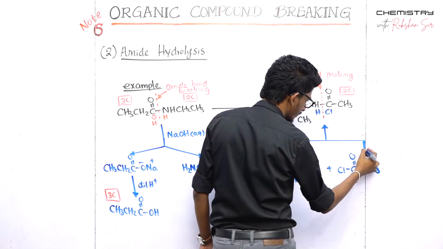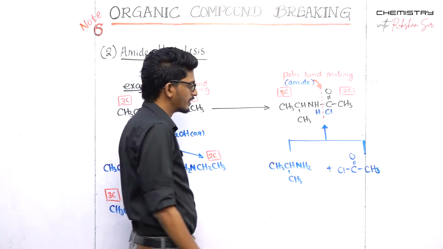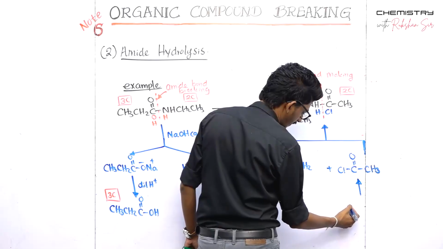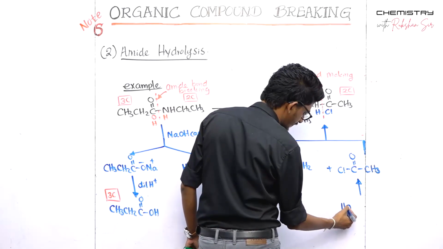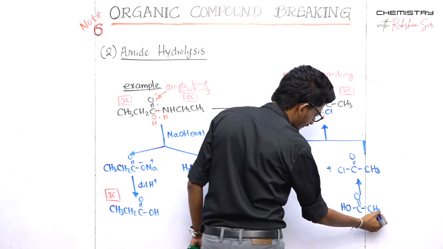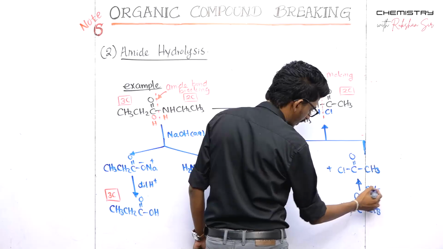Right? This is the thing, right? Okay. So basically, acid chlorides can be made from the carboxylic acids. Acid chlorides are normally made from the carboxylic acids, right, by adding some PCl3 or PCl5 to the carboxylic acids.